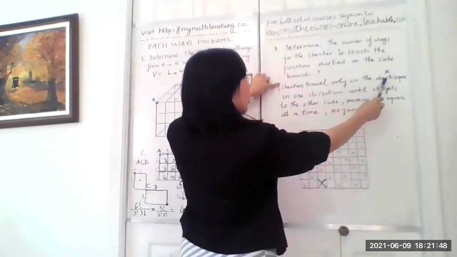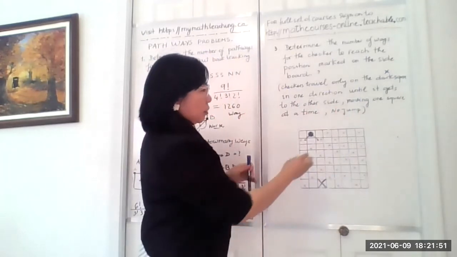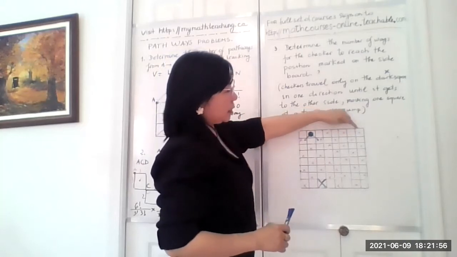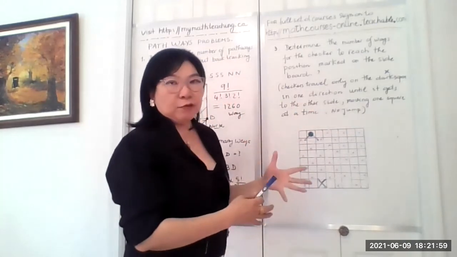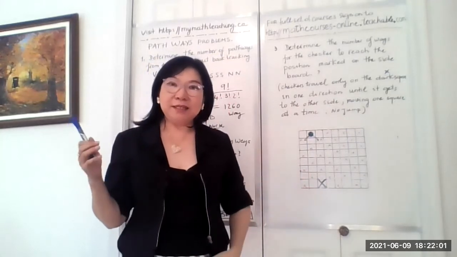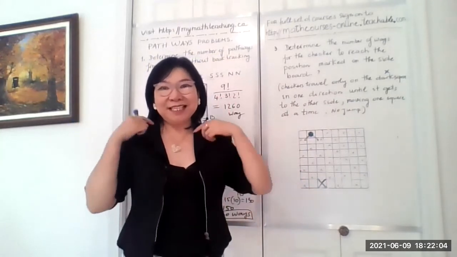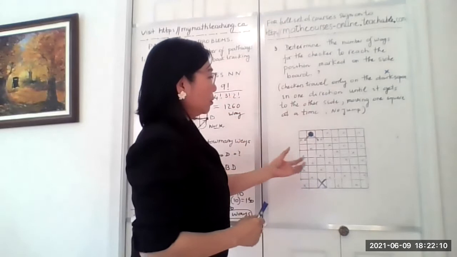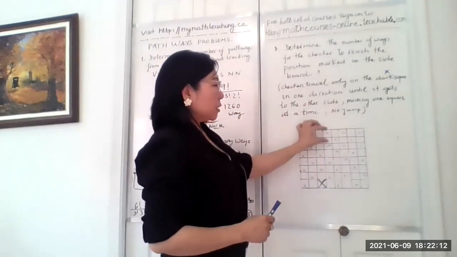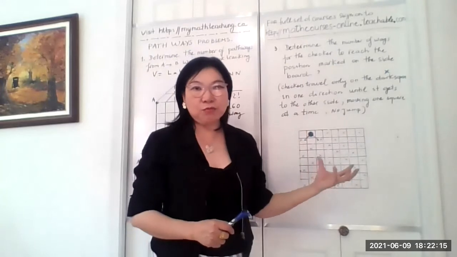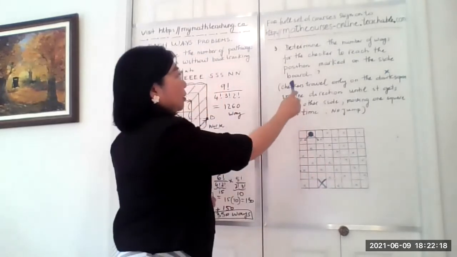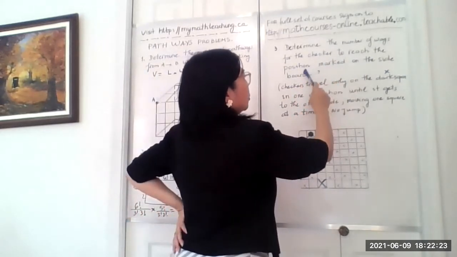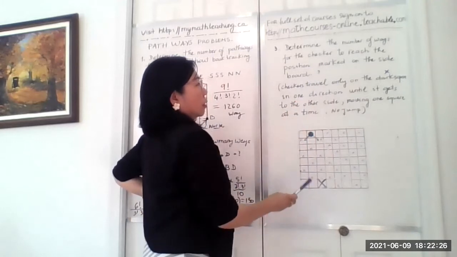Checkers travel only on the dark space. Now, because I don't want to color it, on the marking here, an X replaces the dark space. So just remember, the box that has an X here is the dark space we're talking about, okay? So determine the number of ways for the checker to reach the position marked on the side board.